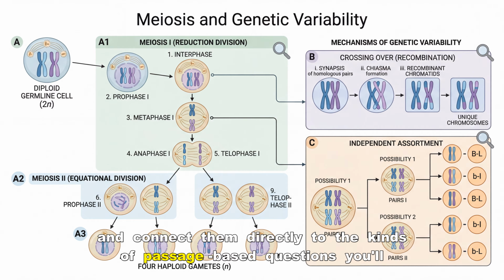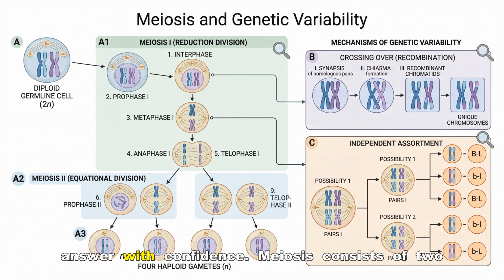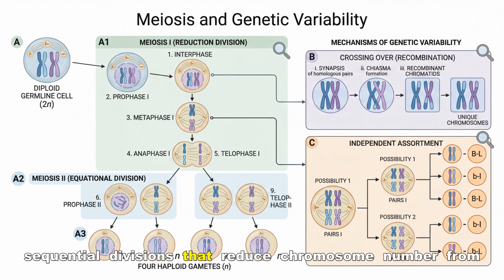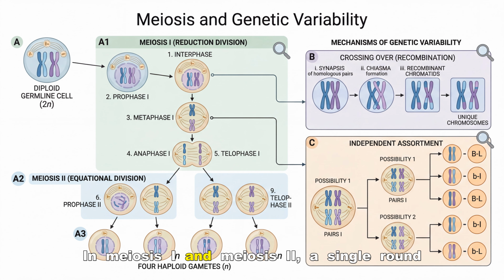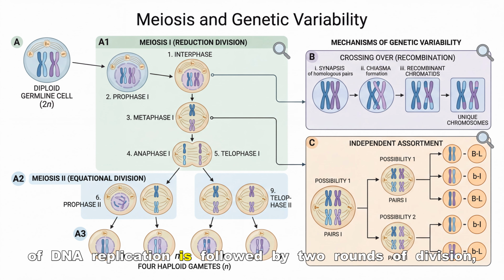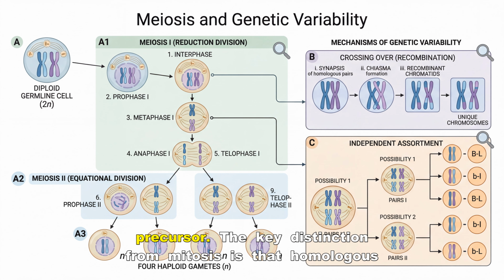directly to the kinds of passage-based questions you'll face on test day, so you can recognize them instantly and answer with confidence. Meiosis consists of two sequential divisions that reduce chromosome number from diploid to haploid while producing genetically unique gametes. In Meiosis 1 and Meiosis 2, a single round of DNA replication is followed by 2 rounds of division, ultimately yielding 4 haploid cells from 1 diploid precursor.